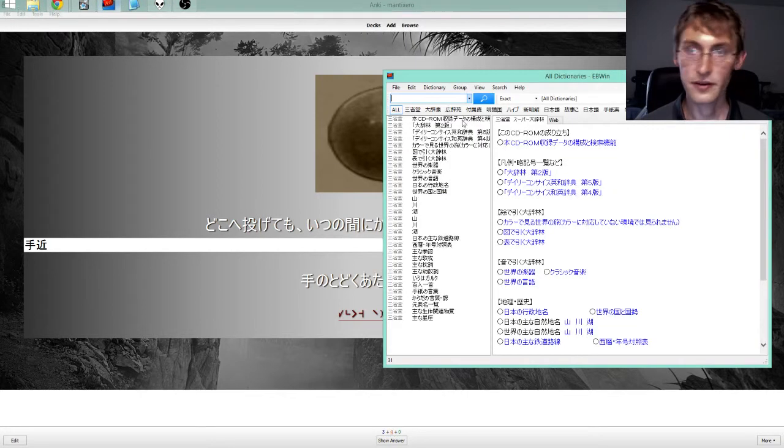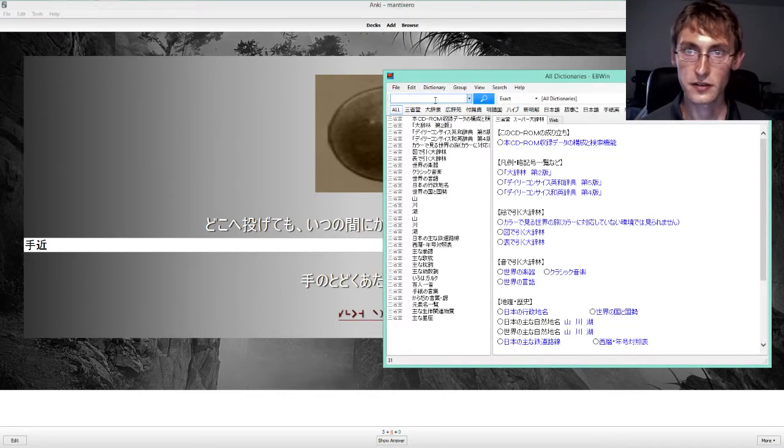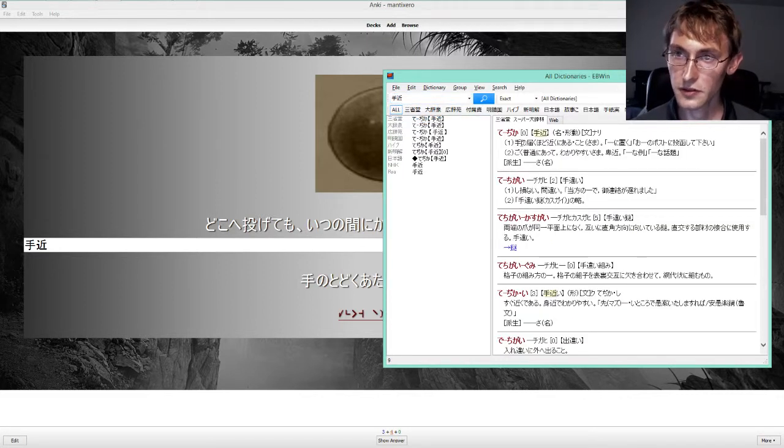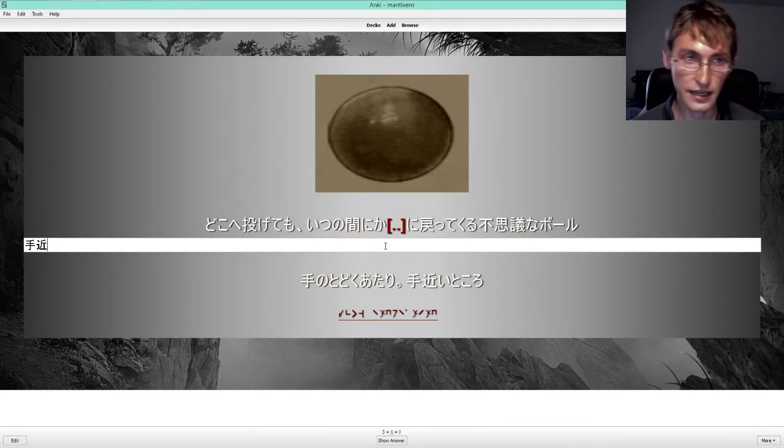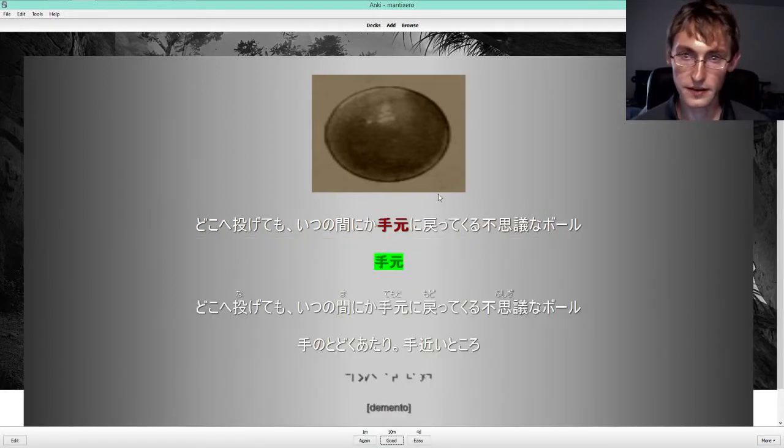I'll just look that one up for you too, so we can get all these mysterious words sorted out. Tejika. 手の届くほど近くにある. So since it's in the definition, it's basically like the answer, which is temoto. Let's just get that out of the way. And the definition of temoto is 手の届くあたり, so pretty much 手近い.